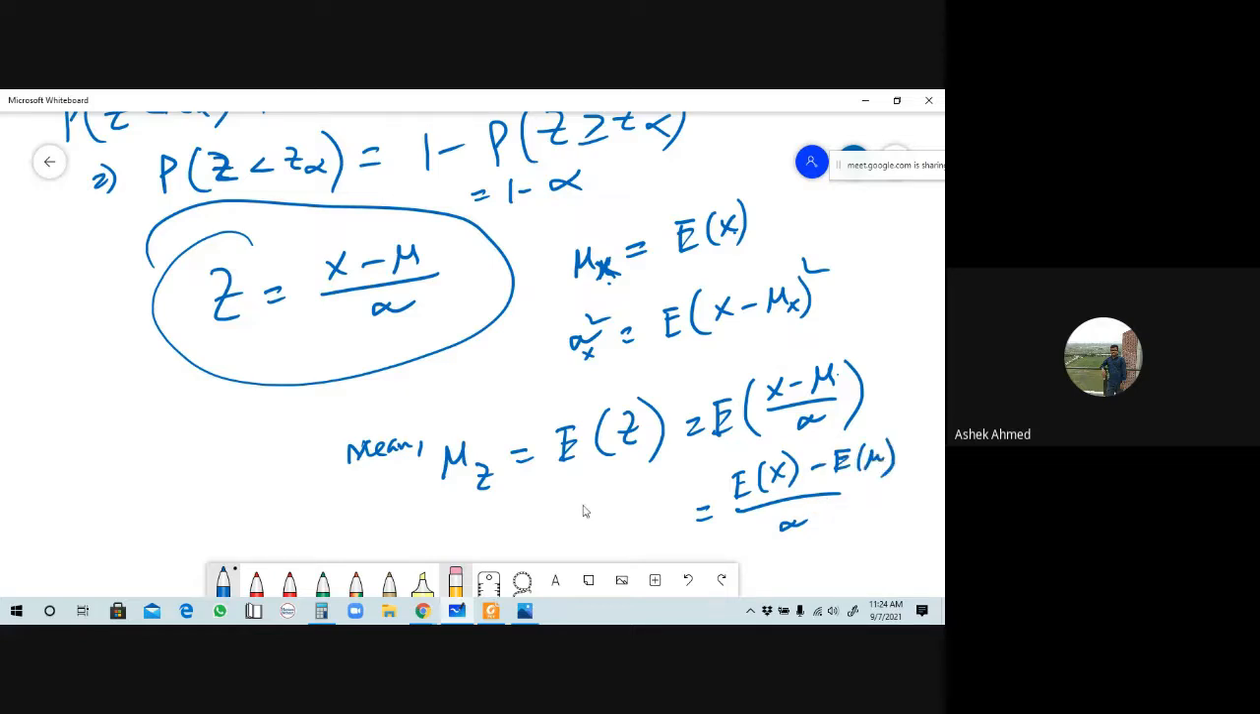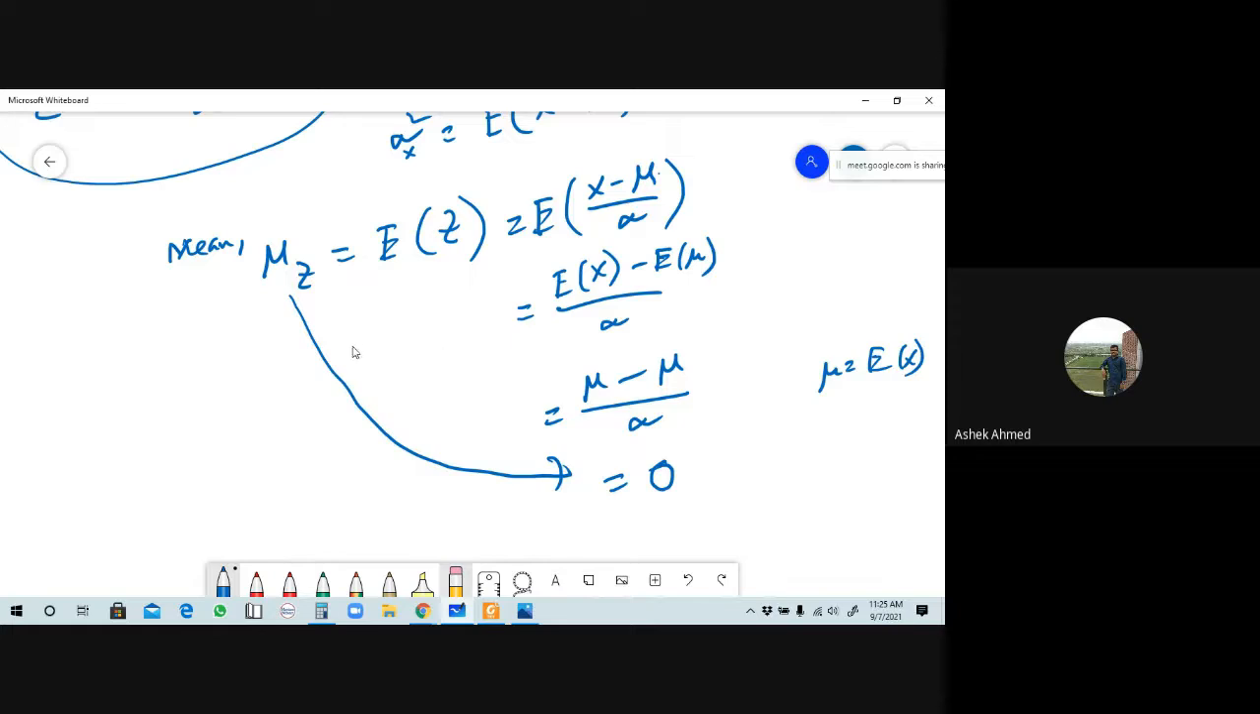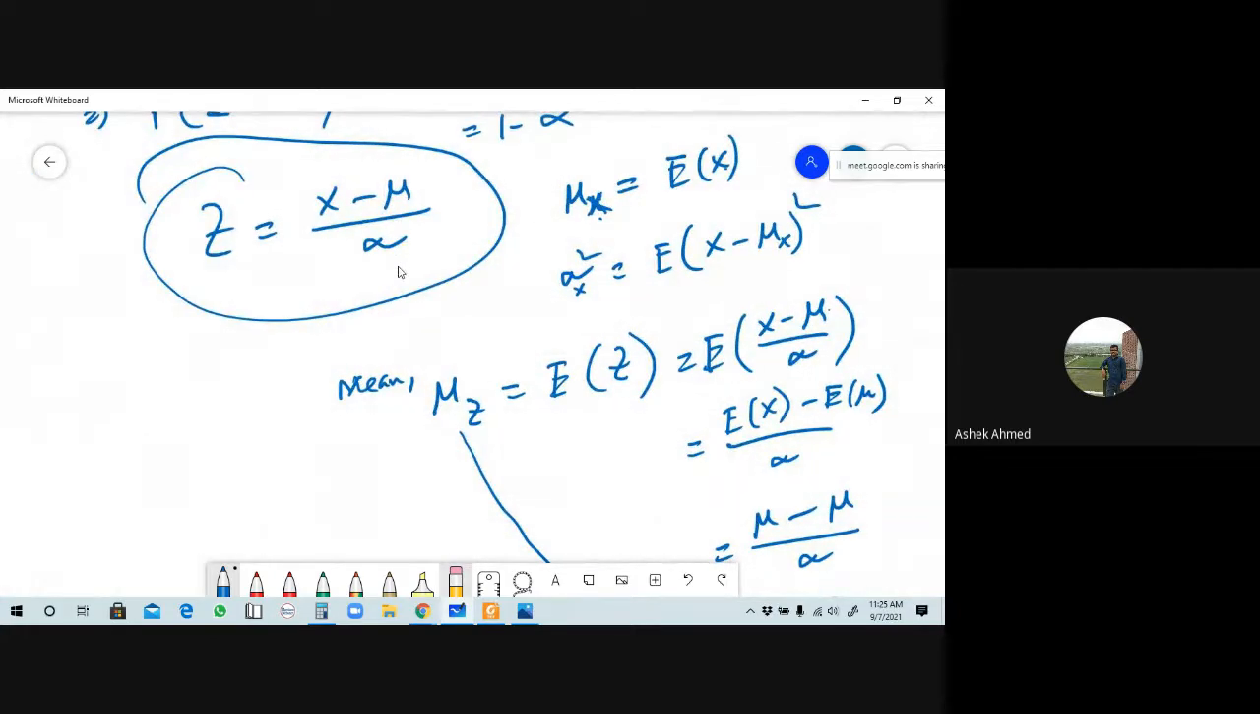Okay, so can you say the value of the expectation of x? We can directly write it as the mean, which is mu. This is the expectation of x, so this will be mu here, and the expectation of mu is also mu, divided by sigma. So from here tell me, mu minus mu means 0. So from here we can say that the mean of the random variable z is 0, where z is x minus mu by sigma. So we found that the mean of the random variable z is 0.